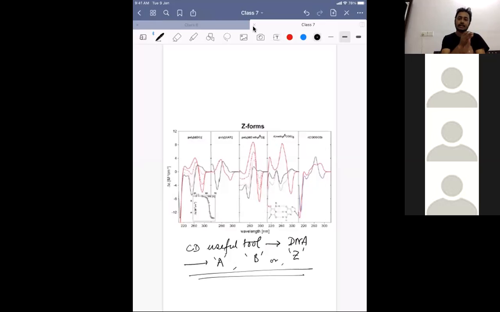sequence. If you go from A to B to Z, they will be different. Okay, so first you have to do the control experiment to find out how their individual A, B, or Z looks like. And then you do the experiment to find out what is the mixture of the A, B, Z forms in your sample solution. Does it answer your question?